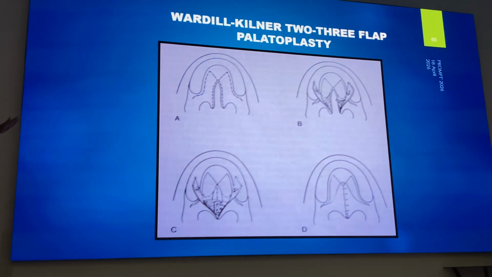This is an old technique, which is what we used to do for soft palate cleft. It's a V to Y incision. There is a V here in the incision, and then here there is a V, and it's sutured in the form of a Y. The rest of the soft palate is up to you; you can do the intravelar veloplasty or whatever.